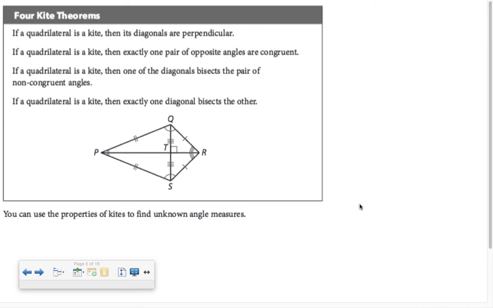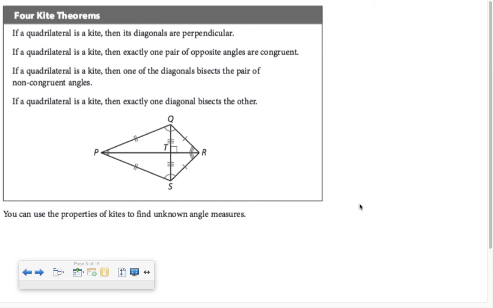So if a quadrilateral is a kite, then its diagonals are perpendicular. We've already established that. If a quadrilateral is a kite, then exactly one pair of opposite angles are congruent. So you'll notice that that's angle PQR and PSR in this diagram. If a quadrilateral is a kite, then one of the diagonals bisects the pair of non-congruent angles, and if a quadrilateral is a kite, then exactly one diagonal bisects the other.